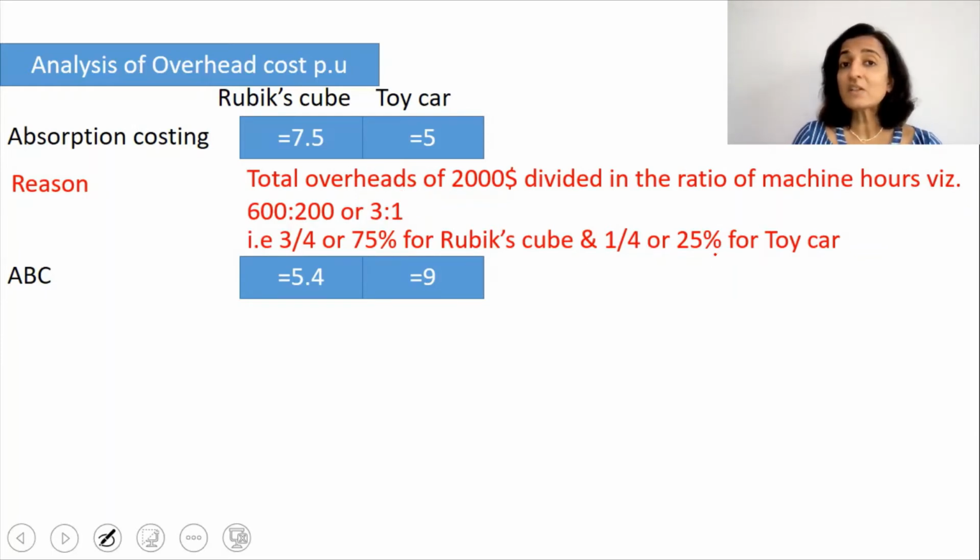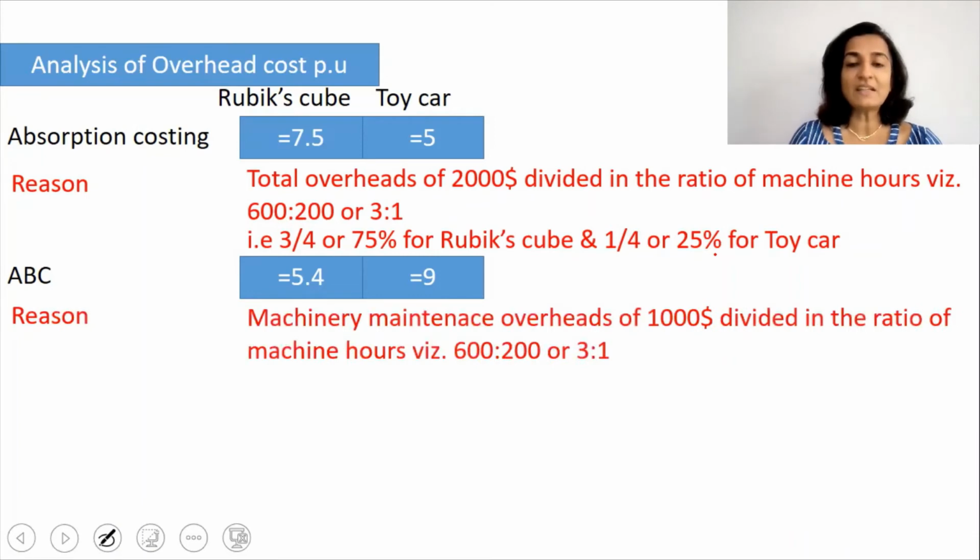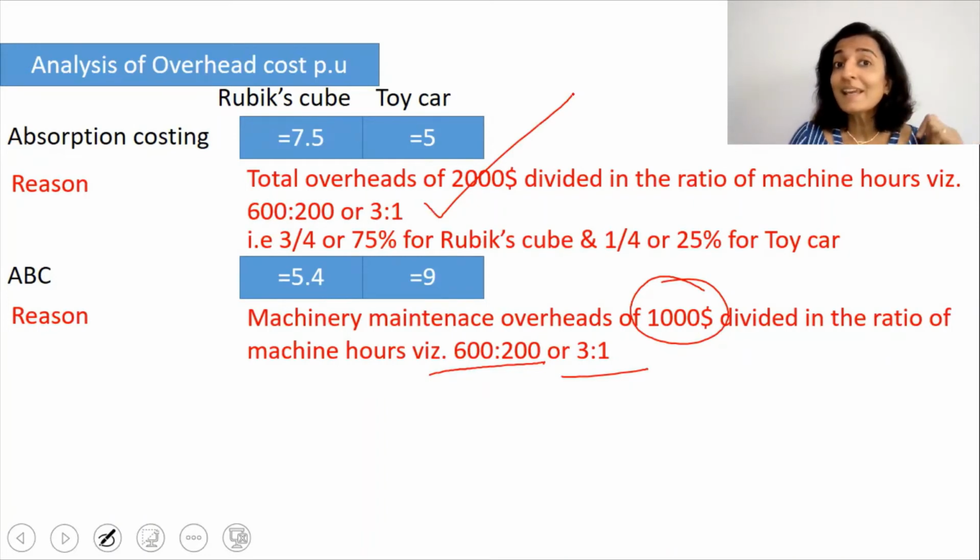In activity-based costing, we had two cost pools. Regarding the first cost pool, that is the machinery maintenance, the overhead was $1,000, which was divided in the ratio of 600:200, that is 3:1. That is similar to the absorption costing method. So there we do not have a difference. And what about the second cost pool?